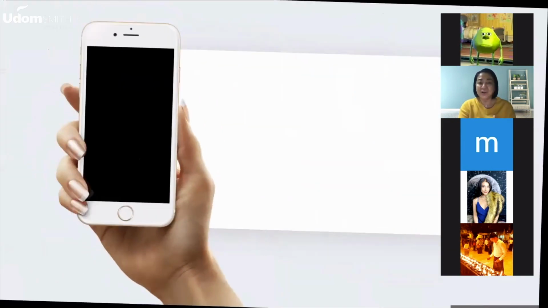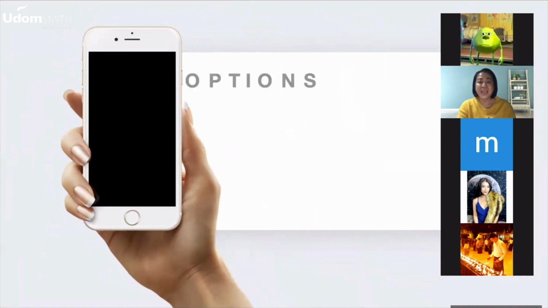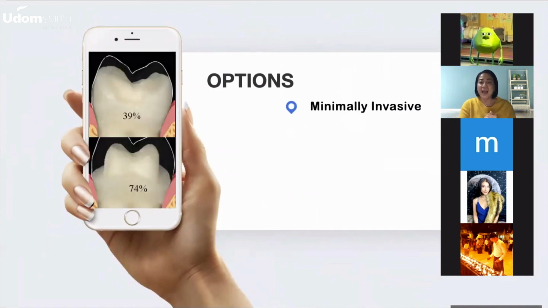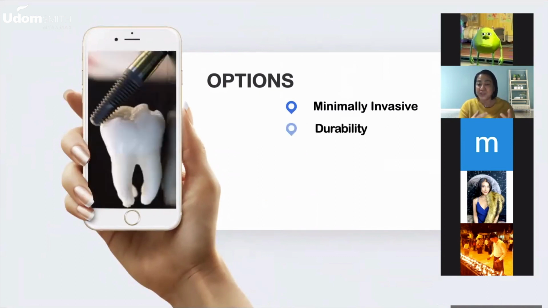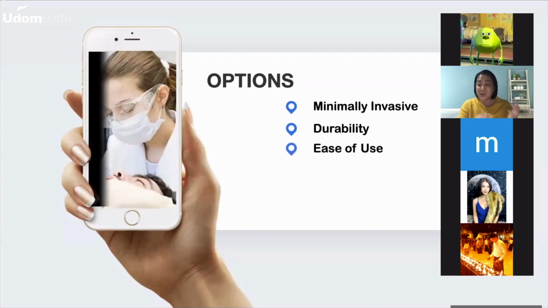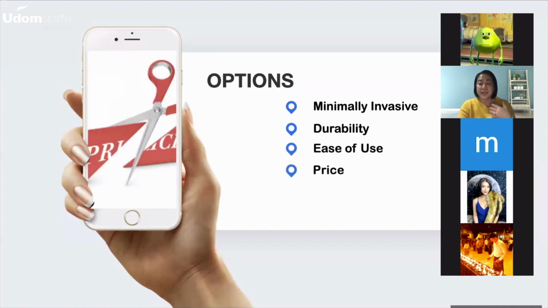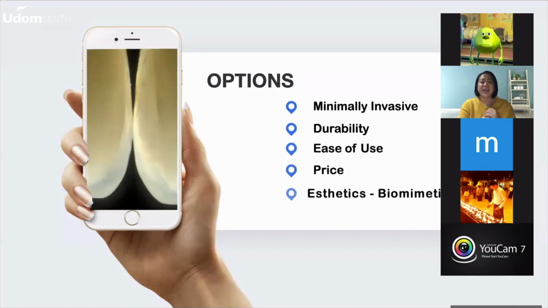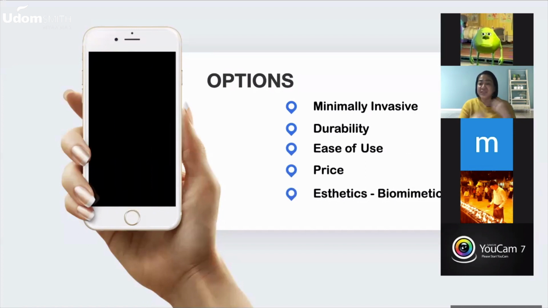So we have a lot of options in our clinic, and basically we have to choose which one we will prioritize, whether it should be minimally invasive first, durability, ease of use, of course price, and then aesthetics. So all of these options, it really depends on what is your preference. Of course, you want everything, and this material will provide.